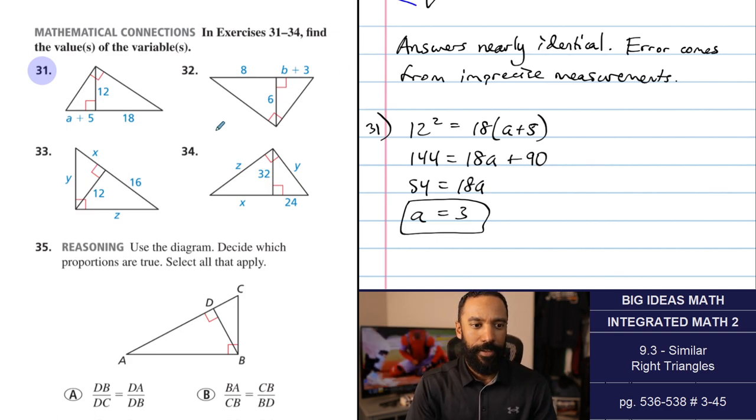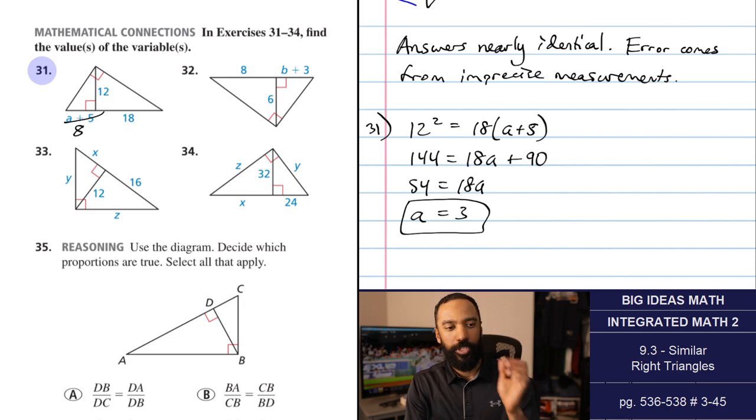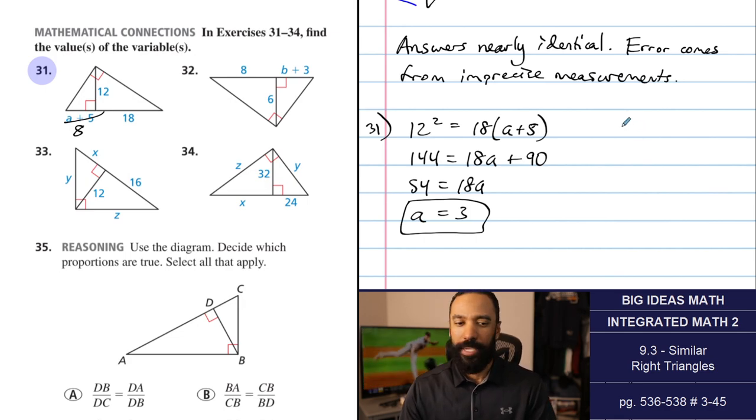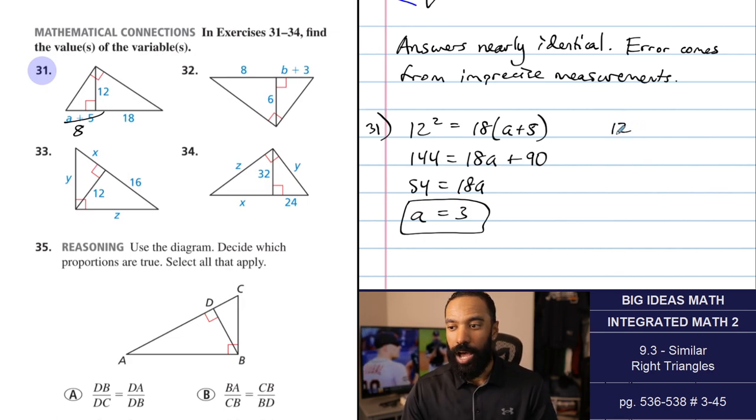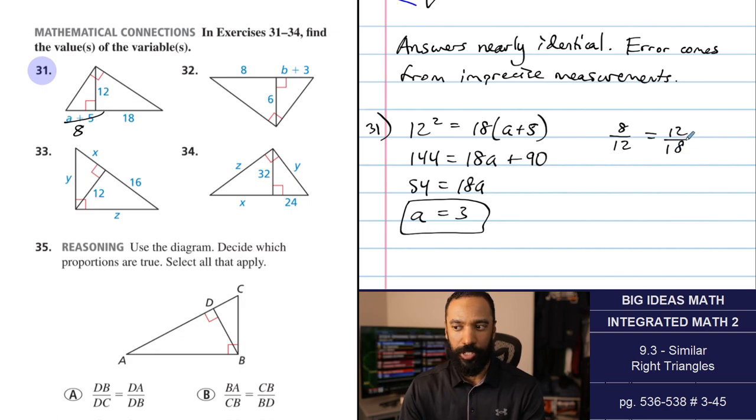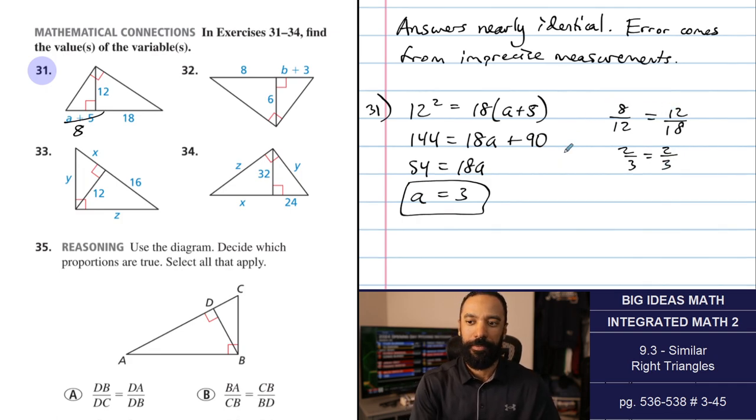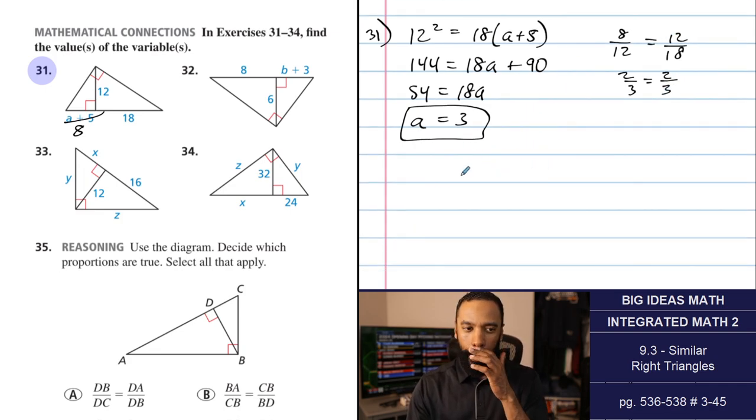A plus 5, 3 plus 5 would be 8. And 12, is 12 the geometric mean? Yeah, because 8 over 12 should equal 12 over 18, because that's how geometric means work. 8 over 12 is 2/3. 12 over 18 is 2/3. That checks out fully. All right, cool. Number 32.